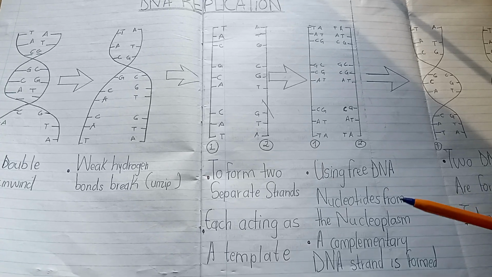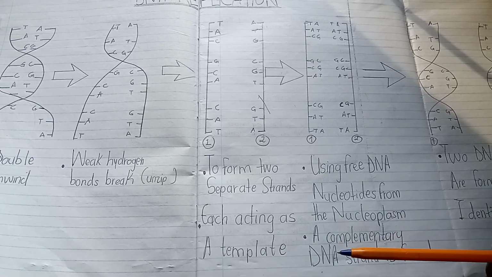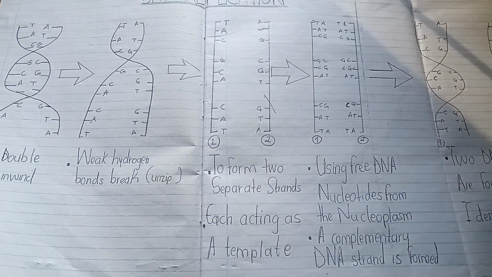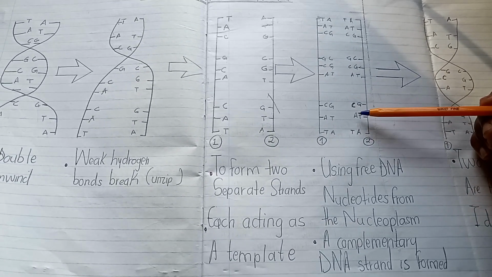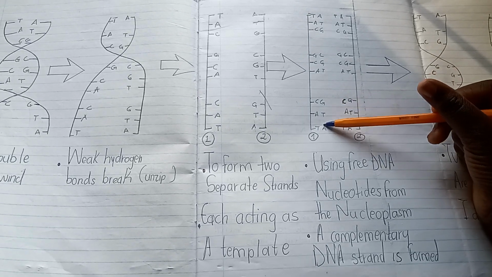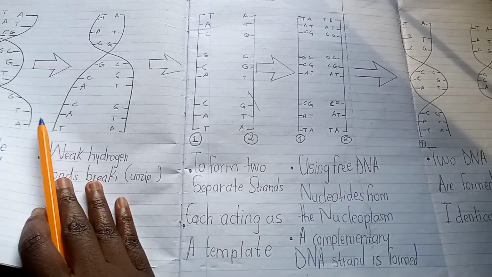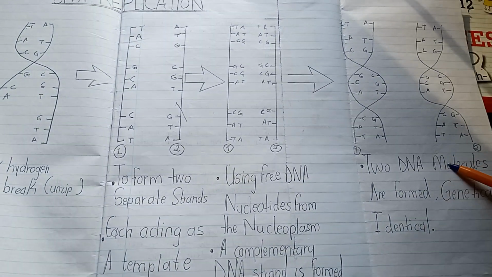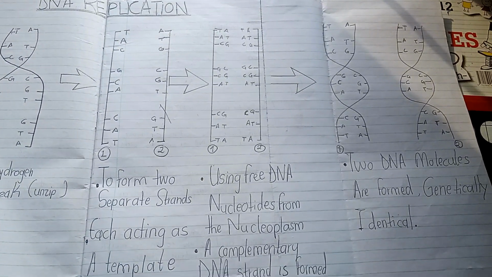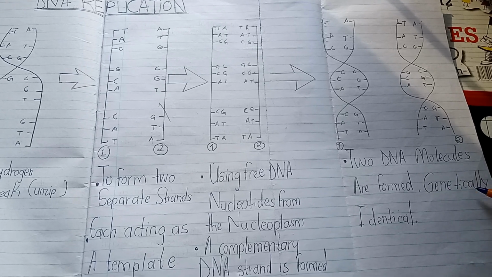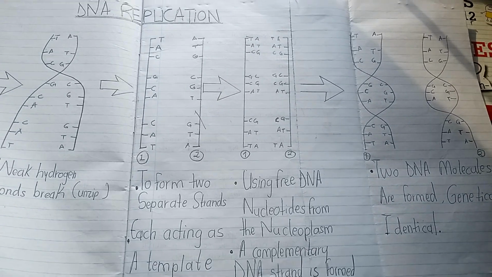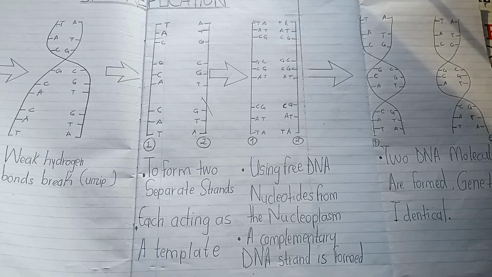And then what do they do? They make a complementary DNA strand. That is what is formed. A complementary DNA strand is formed. And as you can see there, the nitrogenous bases complement each other in a way that this strand is identical to this one, because they are trying to form two DNA molecules. And then what should be unique about these two DNA molecules is the fact that they are genetically identical. I hope you guys understand this process, because this will be how they want you to write it down in your examinations.